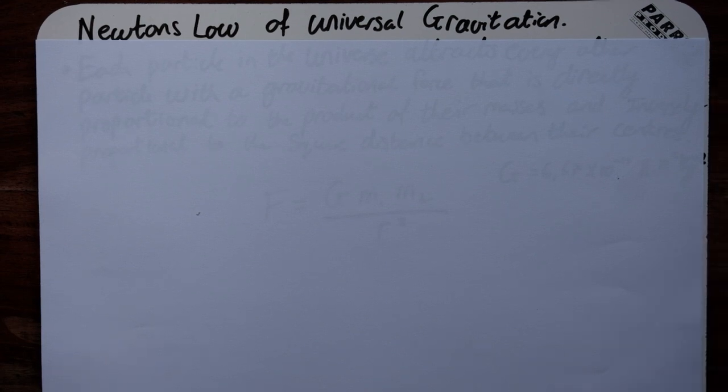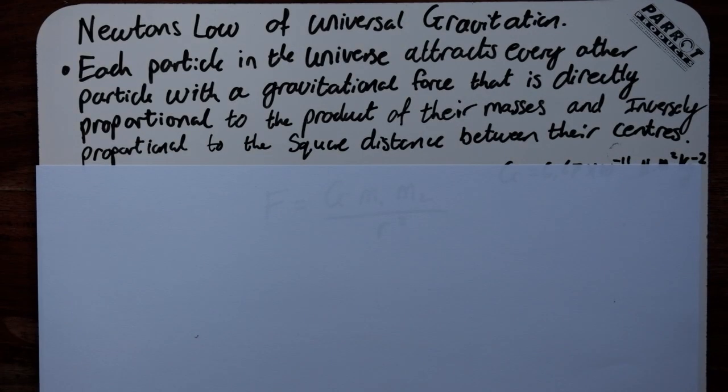Alright, in this lesson we're going to talk a little bit about Newton's law of universal gravitation. This is the definition which you guys need to know. Each particle in the universe attracts every other particle with a gravitational force that is directly proportional to the product of their masses and inversely proportional to the squared distance between their centers. Alright, let's unpack this a little bit.